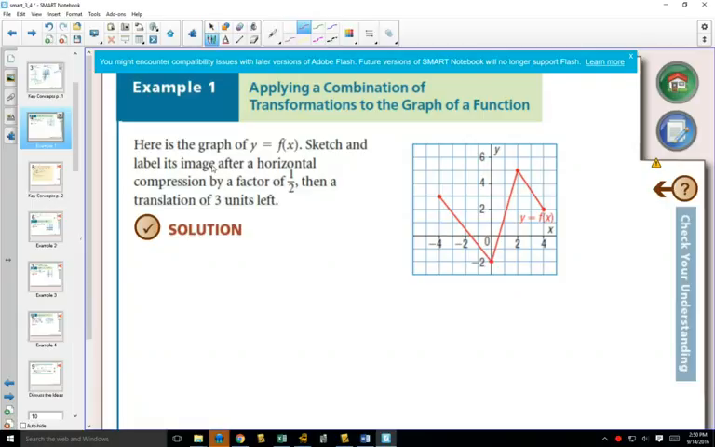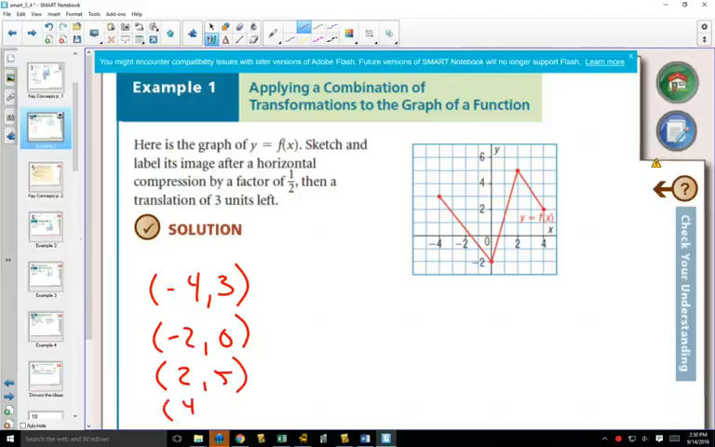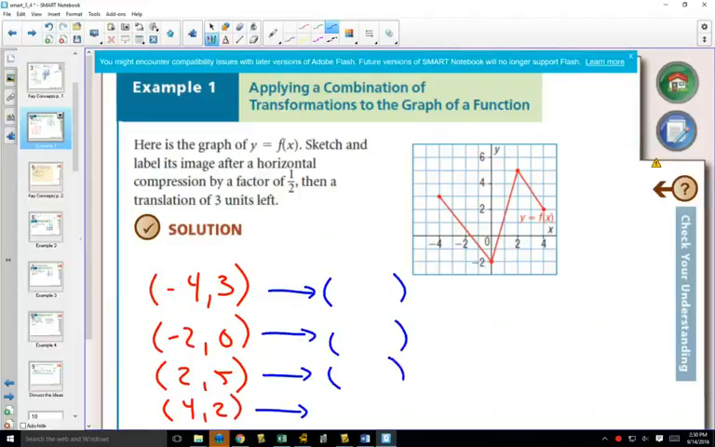In this one, you've got the written solution there, so you can watch. I'm going to do it in the same way that we've done before. I'm going to look at the points. We've got -4, 3, -2, 0, 2, 5, and 4, 2. Set up our arrows. We want a horizontal compression by 1/2 followed by 3 to the left.